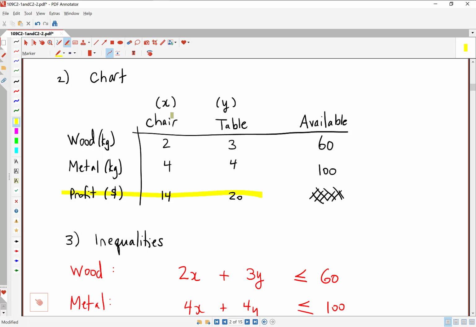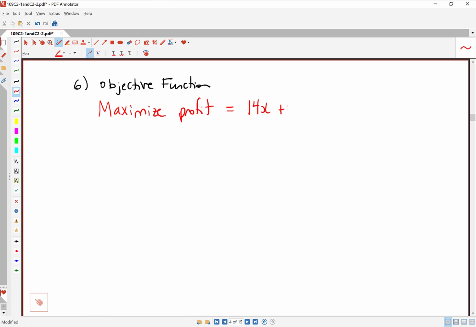Well, each chair gives us $14 of profit, and the number of chairs that we have is X. So if we multiply 14 times X, we're getting the amount of profit just from the chairs. If we take the 20 times the Y, we're getting the amount of profit from tables. So if we add those together, we get our total profit. So it's 14 times X plus 20 times Y.